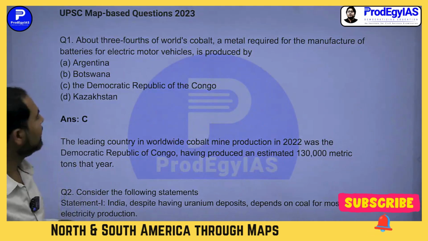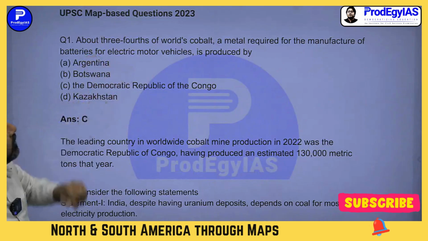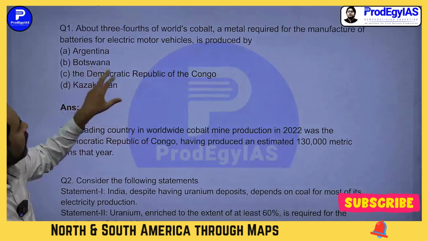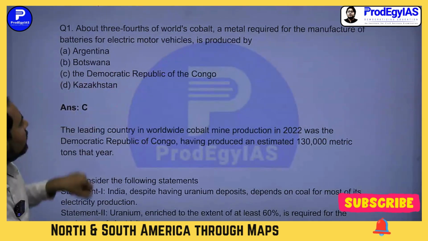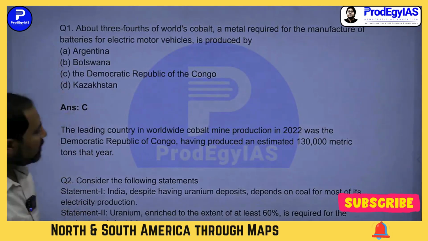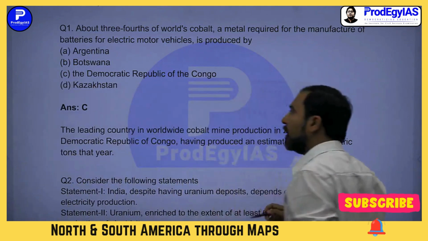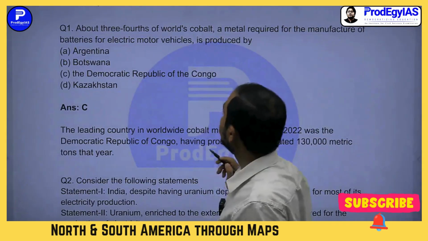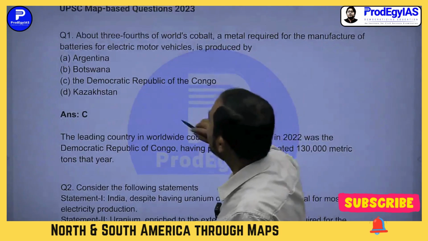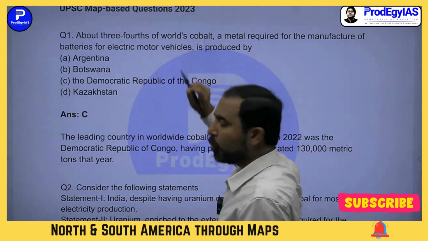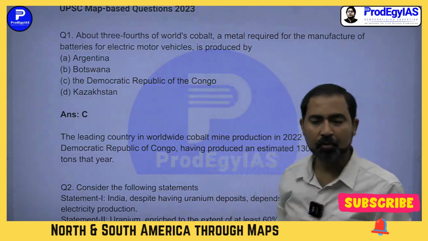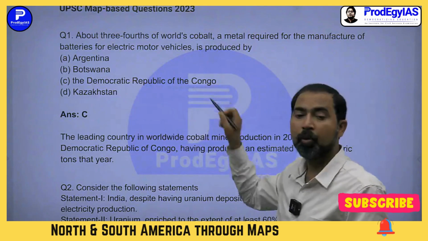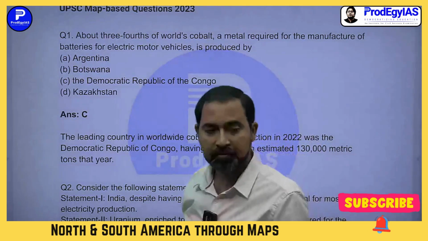Please. So about 3/4 of the world's cobalt, a metal required for the manufacture of batteries for electric motor vehicles, is produced by, right? So this question is a type of resource question, in which a particular resource like this cobalt is being asked about. So where is the cobalt's largest resource in the world? You should know. In Africa, and especially in DRC, Democratic Republic of Congo, it is very rich in cobalt.